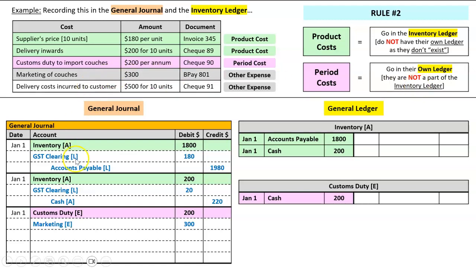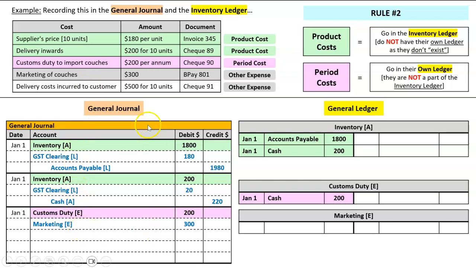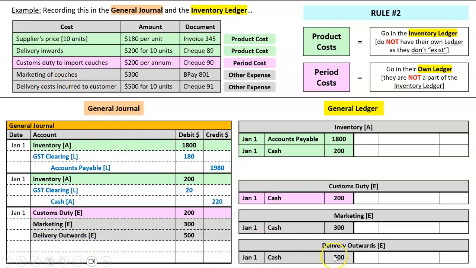Marketing and delivery will just be expenses as per usual, and just for the sake of time, I'm just going to combine all this into one entry here. We probably should do it separately though, because there are different documents. We'll just say marketing is an expense. That will go there. Delivery outwards, I guess we'd call that, or delivery to customers, that's an expense, so that would go over here as a debit. Have some GST and some cash.